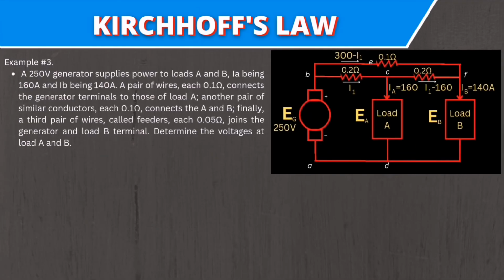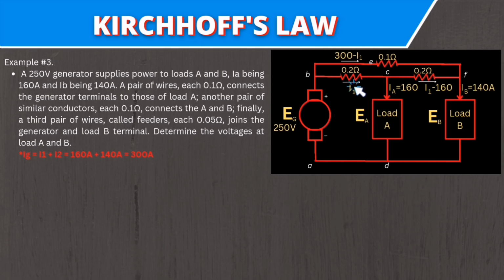So guys, this circuit can be simplified like this. And also guys, you have to understand that the total delivered current by the generator will be I sub 1 and I sub 2, which is equal to 160 amperes plus 140 amperes, that results in 300 amperes. Simply take junction D, which I sub G is equal to I sub 1 plus I sub 2.